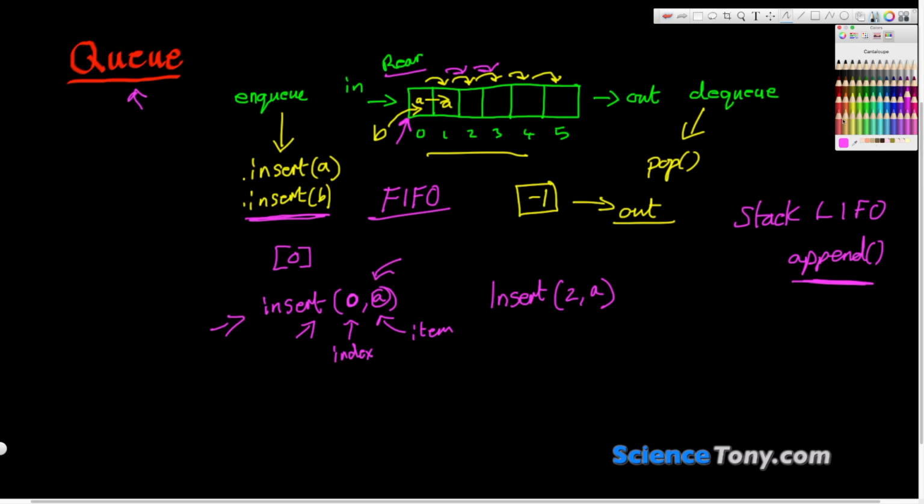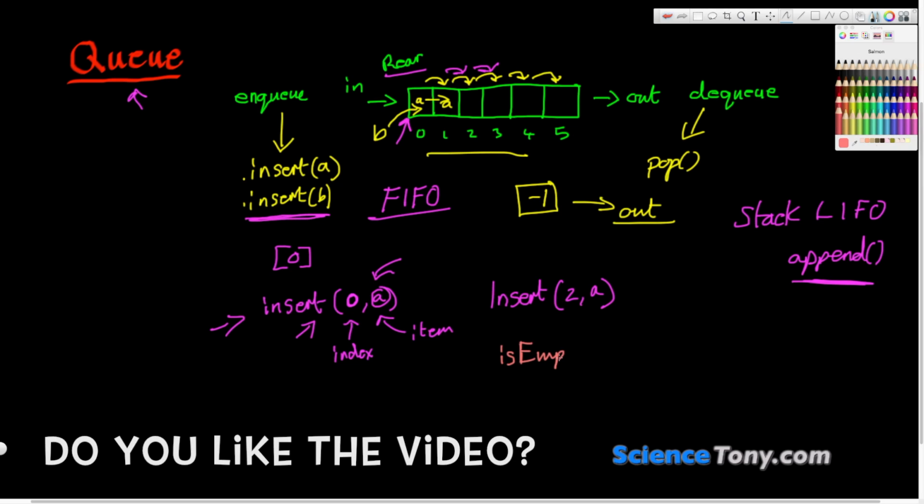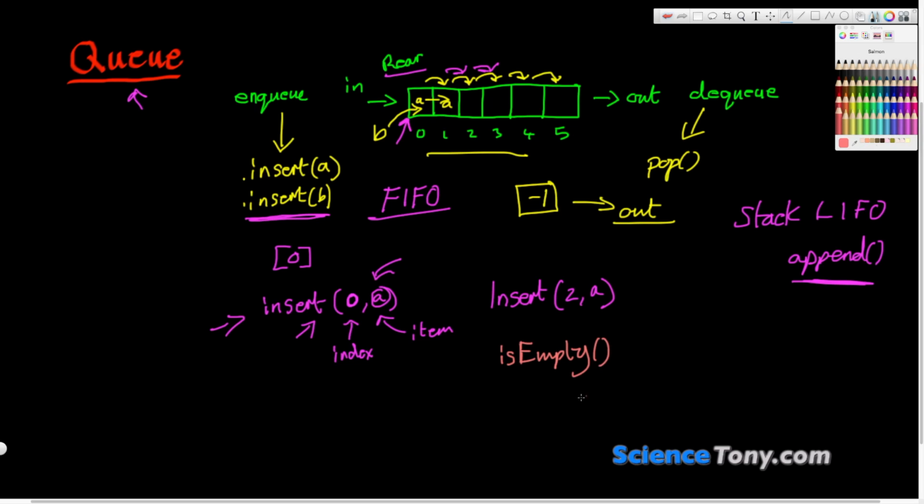Other methods that we use are empty, which is just going to return true or false, and size, which is just going to give us the length of the list.